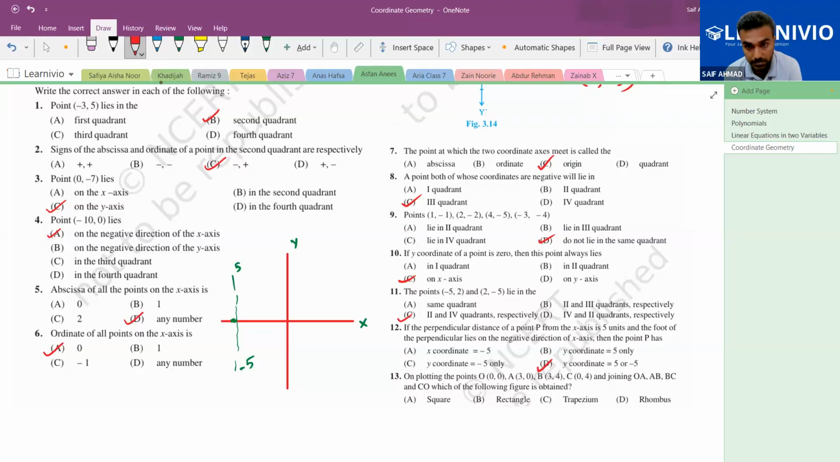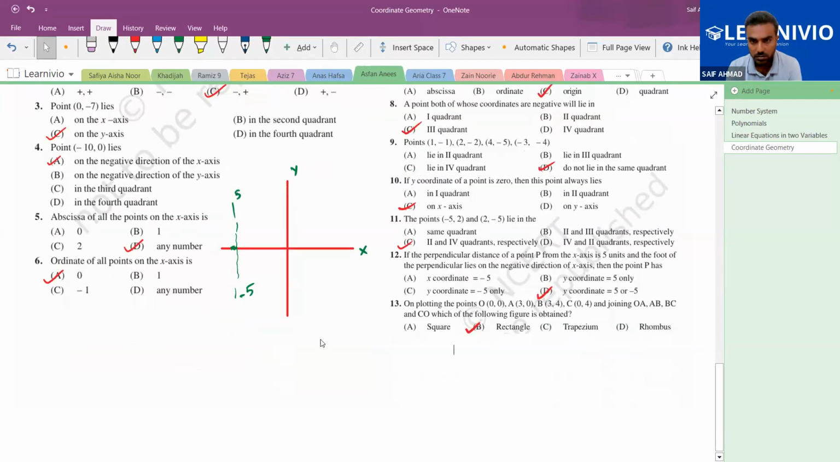Sakshi, what is the answer of 13? Sir, trapezium. Sir, it's a square. No, it's a rectangle. Ramesh, you got the same answer? Yeah, rectangle. Have you drawn it properly or not? Sir, equal distances, right? How did you get equal distances?